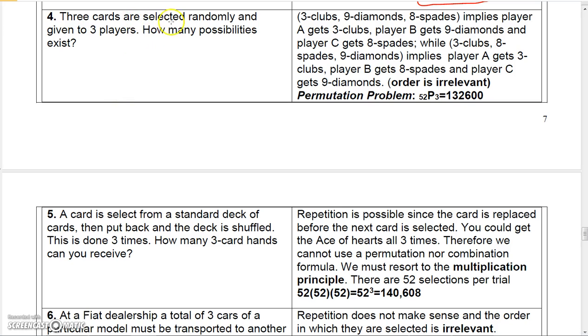Now I changed this number 3 up a little bit, and I said 3 cards are selected randomly and given to 3 different players. How many possibilities exist? This time, if I take the 3 of clubs, 9 of diamonds, and 8 of spades, that would imply one player gets the 3 of clubs, another player gets the 9 of diamonds, another player gets the 8 of spades. But if we rearrange them, that could mean a whole different assignment. A different player could get the 3 of clubs, the 9 of diamonds, and the 8 of spades if I rearrange them. So order is relevant. That would mean this is a permutation problem: 52P3.